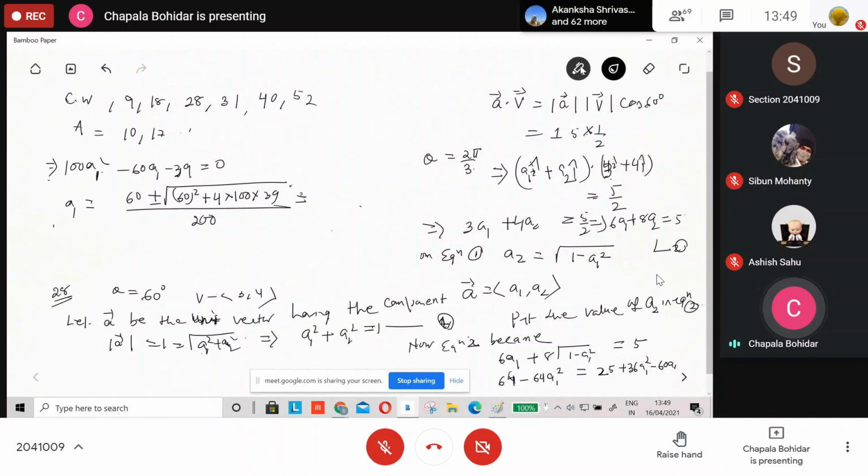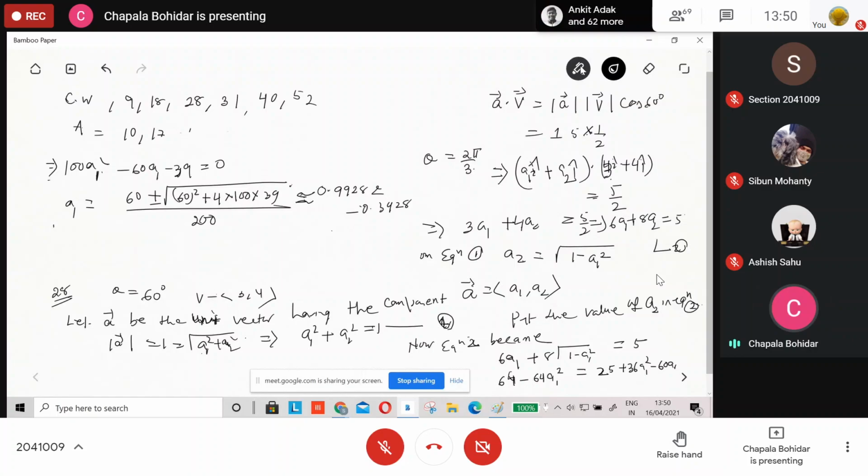You have two values. I got the value. I am writing here, I don't know whether I am correct or not. 0.9928 approximately, and minus 0.3928.